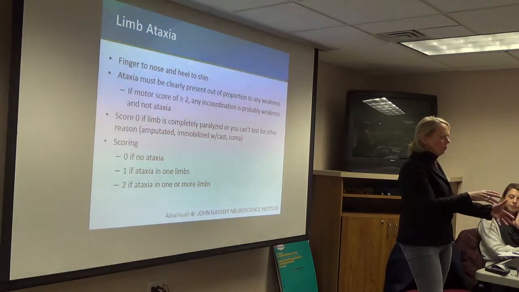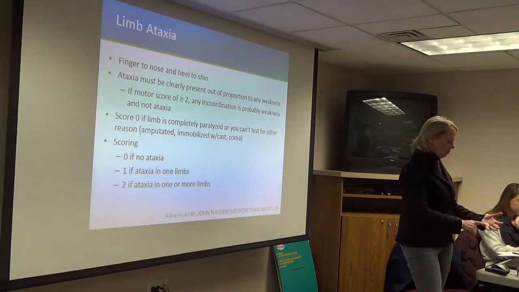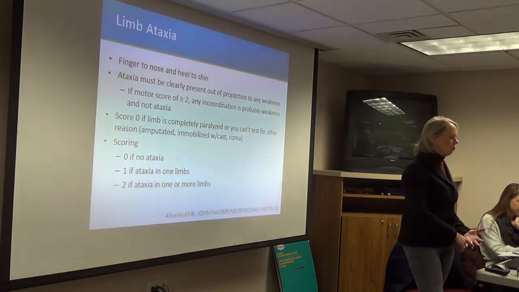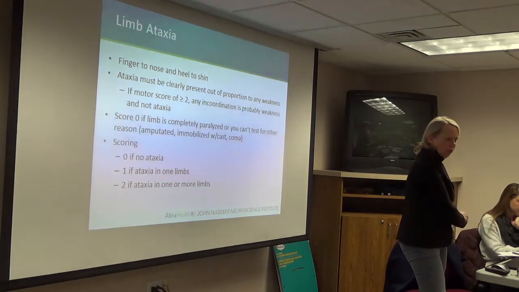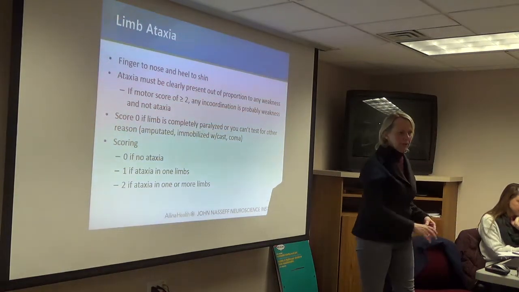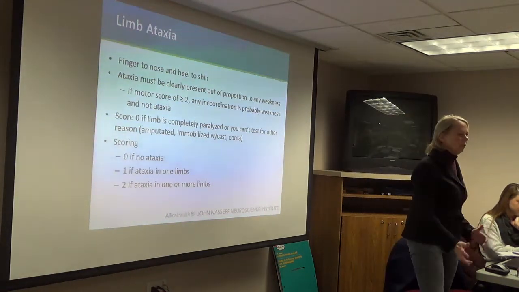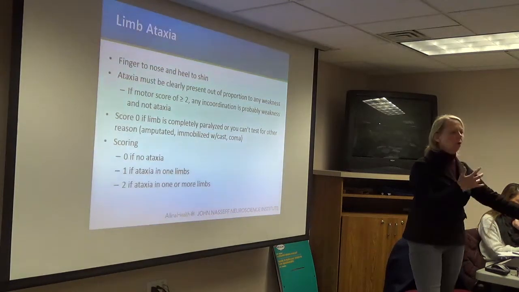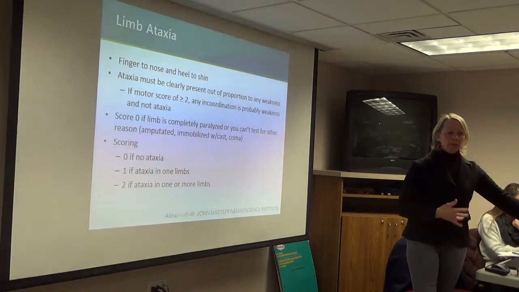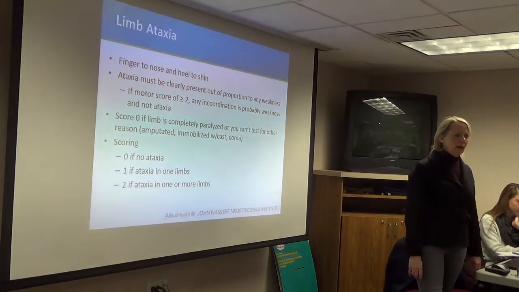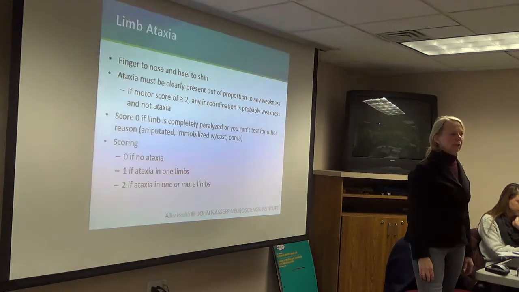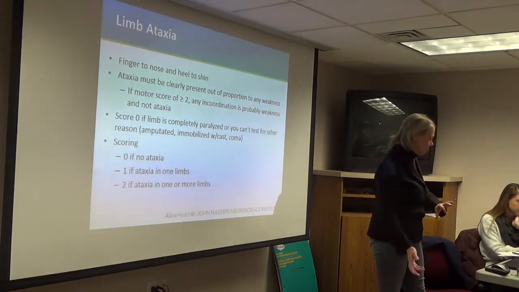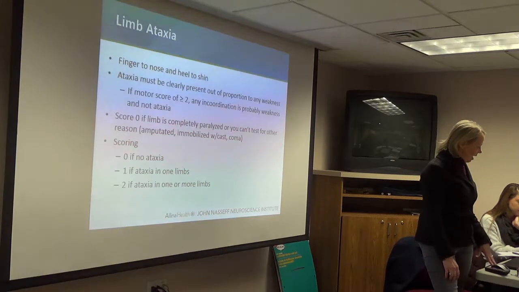And you score 0 if none of the 4 limbs are ataxic. You score 1 if 1 is ataxic, but the rest are fine. You score 2 if 2, 3, or 4 limbs are ataxic. So there's no 3 or 4 in the score. You have it or you don't, and the highest score you can get is 2. This is the only one where if you have a coma patient and they're not moving anything, you're going to arbitrarily give them not the worst score, but the best score, the 0. Okay, one of those things you got to remember.